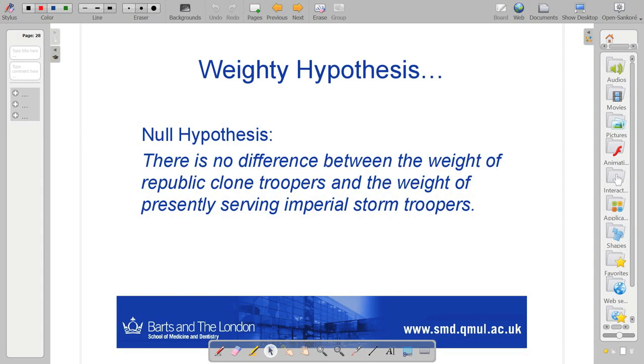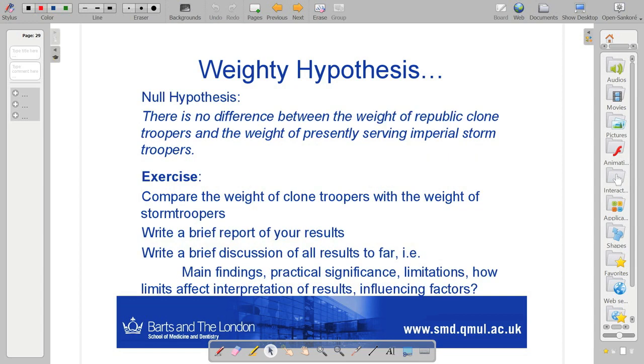Null hypothesis: there is no difference between the weight of republic clone troopers and the weight of presently serving imperial stormtroopers. I'm saying the weight hasn't changed. That's my hypothesis, or null hypothesis. And so now the exercise is to compare the weight of clone troopers with the weight of stormtroopers. Write a brief report of your results.